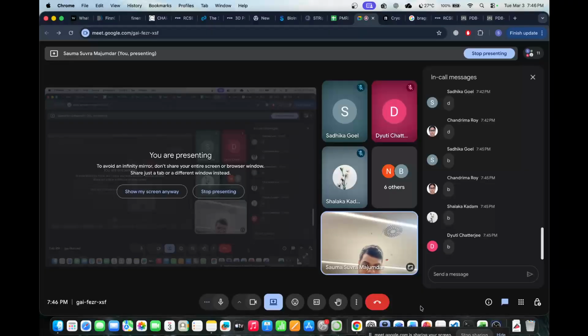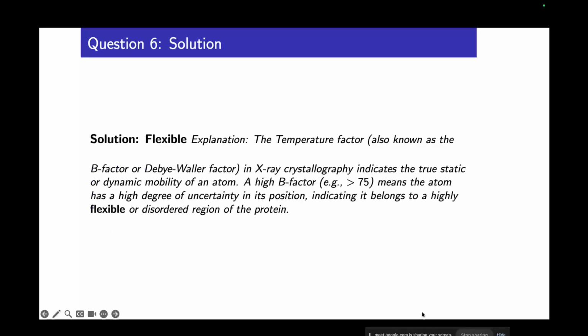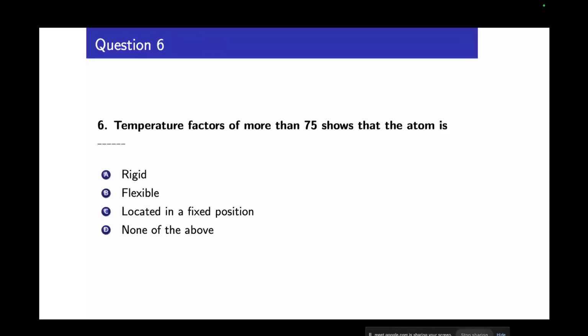This should be easy. Yeah, that's correct. If you have anything greater than 10 or 12, it is flexible. So yeah, 75 is highly flexible.